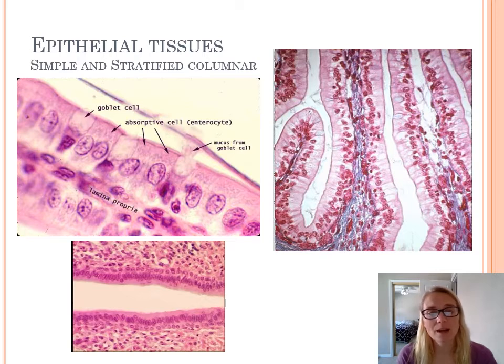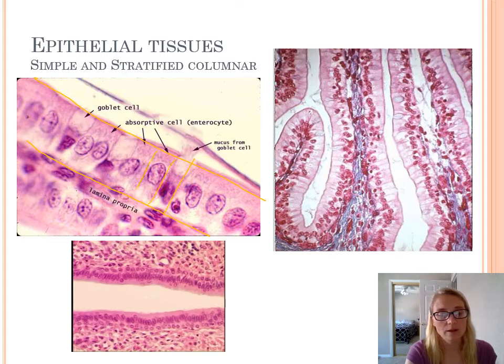And then our last kind of these name combinations is our simple and stratified columnar. So here's our basement membrane, also known as the lamina propria. Here's our free edge, and we have a single layer of column-shaped cells. Okay. We can see that over here. This is a nice picture of your intestines, right? So there's our basement membrane, there's our free edge, and so we have a whole bunch of these column-shaped cells all in a line like columns.